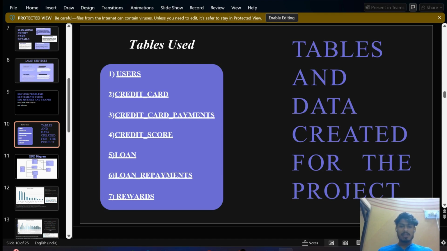So in our database named credit, there are seven different tables. First is the user table, second is credit card, third is credit card payment, fourth is credit card, fifth is loan, sixth is loan repayment, and the seventh one is reward.